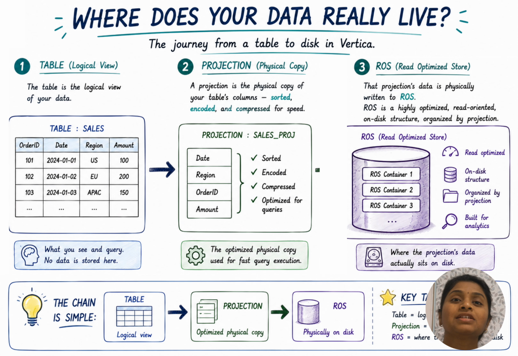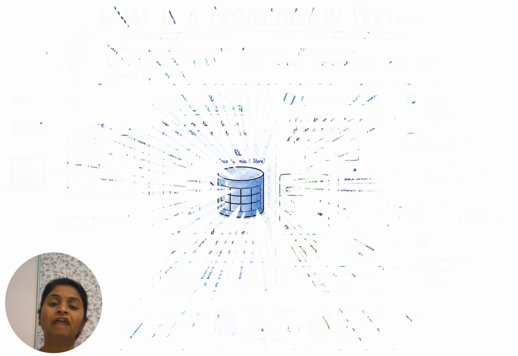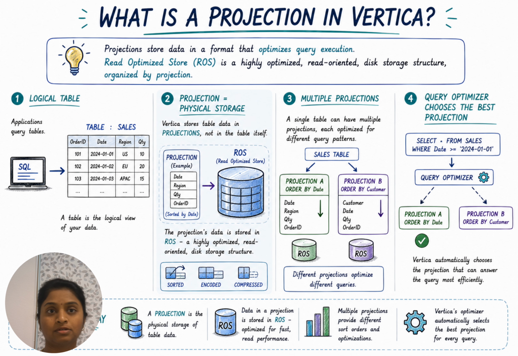So the chain is pretty simple. The table is a logical view, the projection is the optimized physical copy, and ROS is where the copy actually sits on the disk. And one table can have several projections, each stored in a different sort order in its own ROS, tuned for a different kind of query.